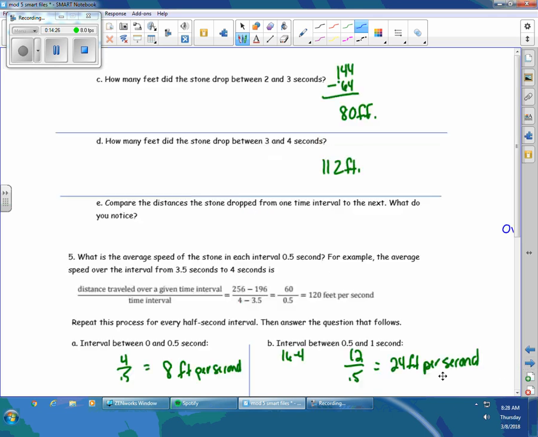Let's keep going. Okay. Well, I guess I didn't erase it from the last time I recorded this video. How many feet did the stone drop between 2 and 3 seconds? So we're going to have 144 feet minus 64, and that would equal 80 feet. How many feet did the stone drop between 3 and 4 seconds? So again, I'm going to go from 3, which is 196, subtract 256 minus 196, and I get 112 feet.